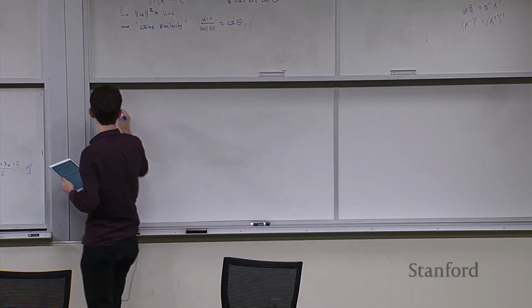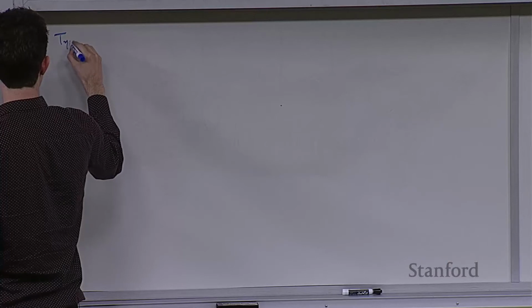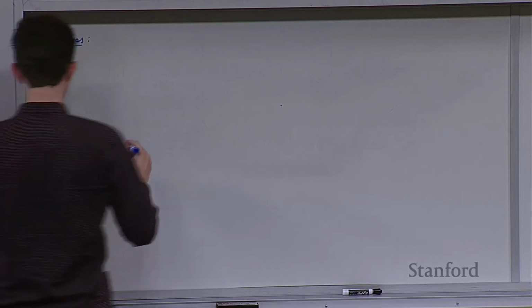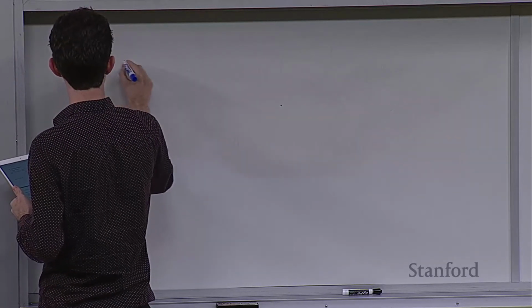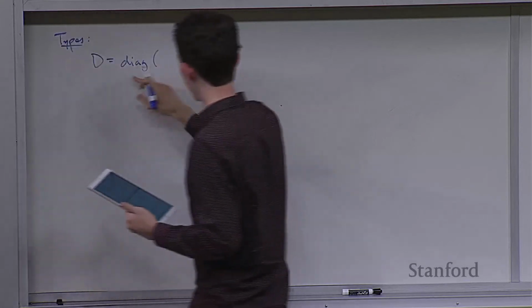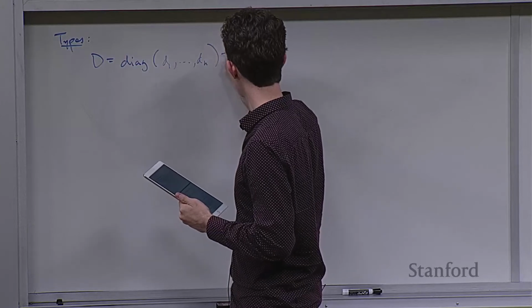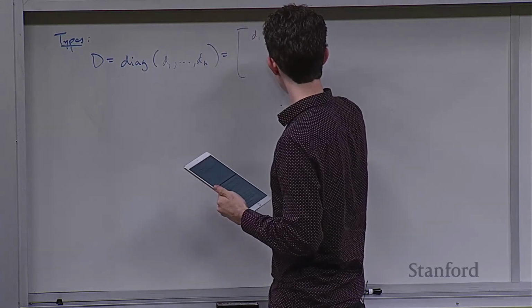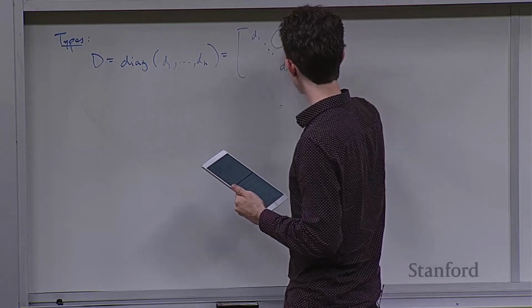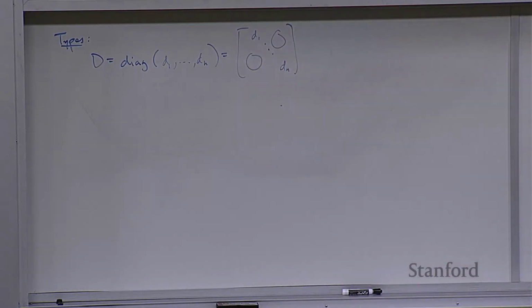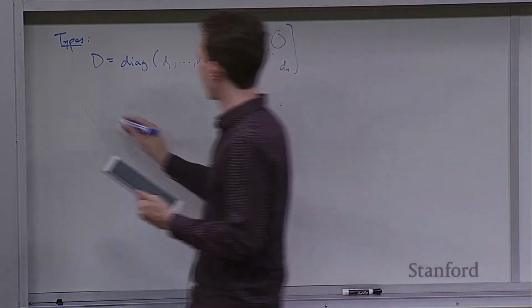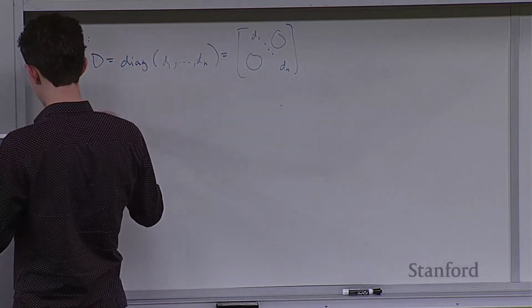Super quickly, some types of matrices. And these, I think, are more for just everyone to be on the same page in terms of notation. I can build a diagonal matrix D by saying diag of some list of numbers. Let's say the numbers are D1 all the way through Dn. And this gives me the matrix with D1 down to Dn on the diagonal, and zeros everywhere else. So for example, the identity matrix I wrote up there is diag of a bunch of ones. And these matrices are called diagonal matrices.